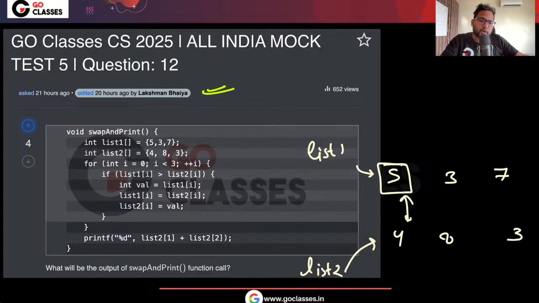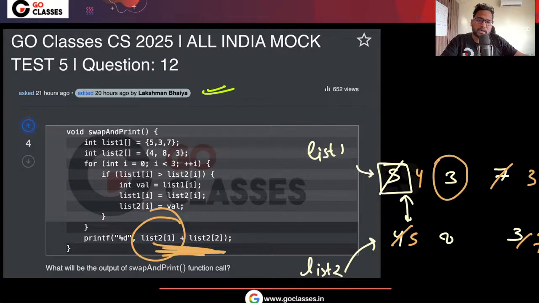So you will be swapping here. It will be 4 and it will be 5. I hope you got it. After swap, it will be 4 and it will be 5, and then this is 3 8. So in that case, it will not be swapped, and in this case, this will be swapped. This is 3, this is 7. Now what they are saying is to add the 0 index, this is the first index, and this is the second index. So if you add it, then what will be the answer?